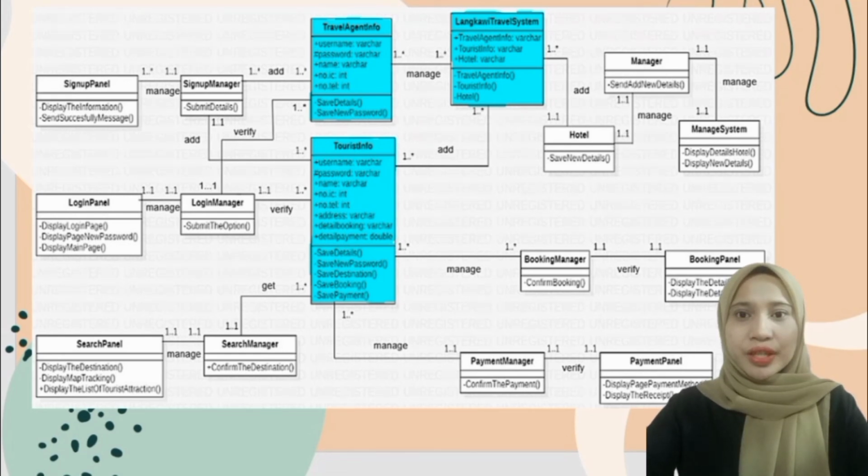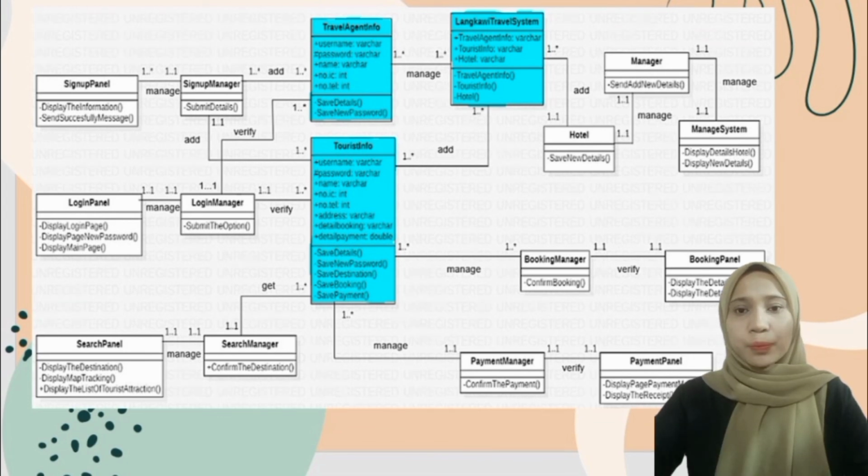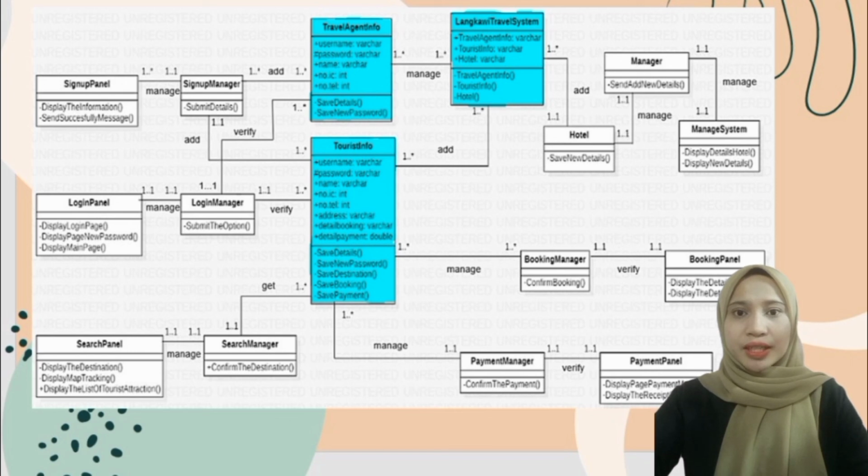Tourist info has 8 attributes, which are username, password, name, no IC, no telephone, address, detail booking, and detail payment. There are 5 operations in tourist info, which are save detail, save new password, save destination, save booking, and save payment. Lastly, hotel has 1 operation, which is save new details.